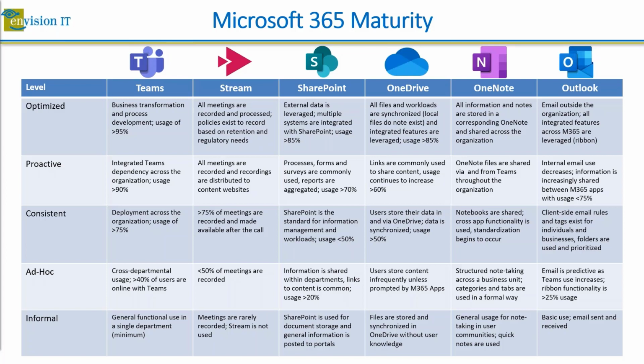So across the top, obviously, you see the workloads and the apps that you're familiar with on the left-hand side, and this works from the bottom up. The levels are informal, ad hoc, consistent, proactive, and optimized. Now, everybody wants to be optimized. Everyone wants to work as best as possible, or certainly we hope that everybody wants to work as best possible. The reality is we have to all crawl before we walk.